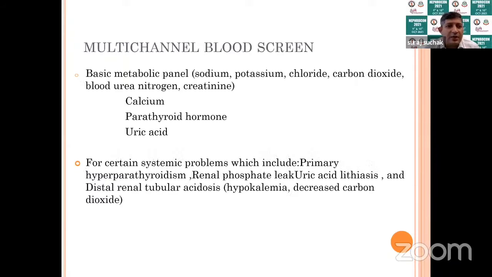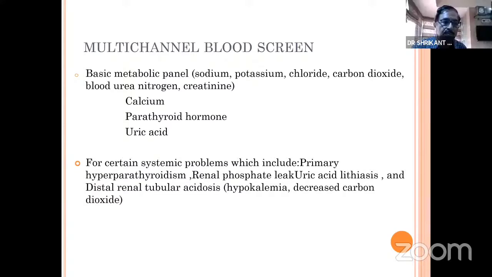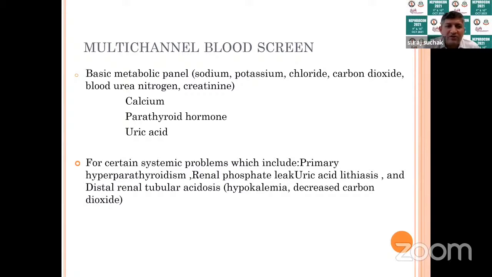In patients, you will get a basic blood report done, like your creatinine, CBC, urine routine. These basic reports, we should also do some metabolic tests such as calcium, parathormone, and uric acid levels.